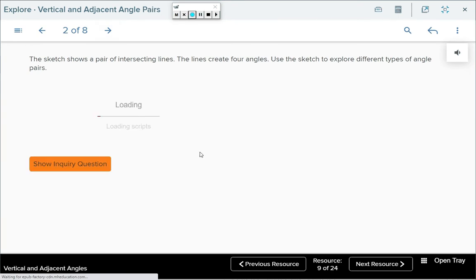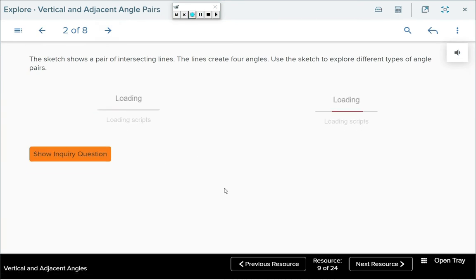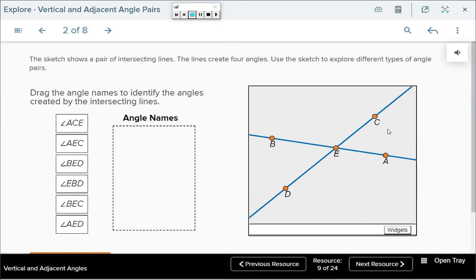So if I have a pair of intersecting lines, kind of like this, what's an angle that I have here? Could I have angle ACE? Would that be an angle? No, I could have angle AEC or CEA, and then angle BED or DEB. What are 2 more angles I have here? Dylan? BEC, and another one I have? DEA. There are actually several angles formed here.